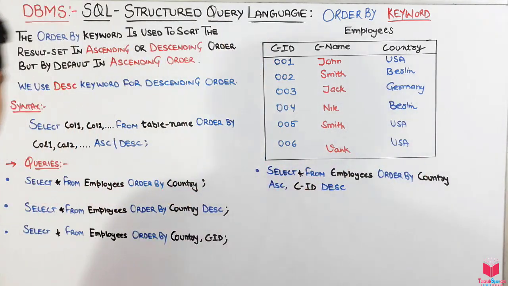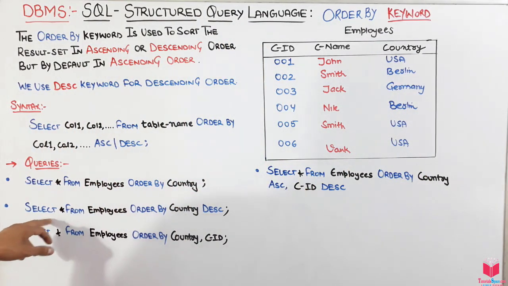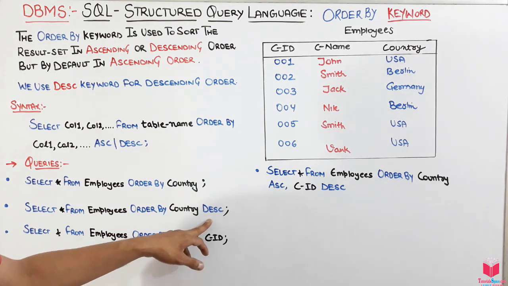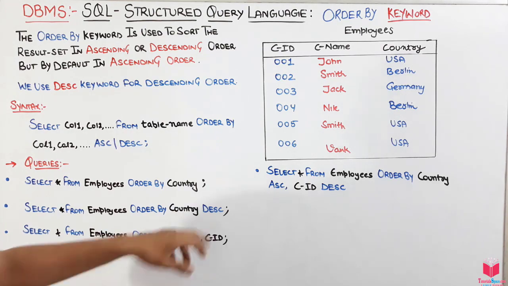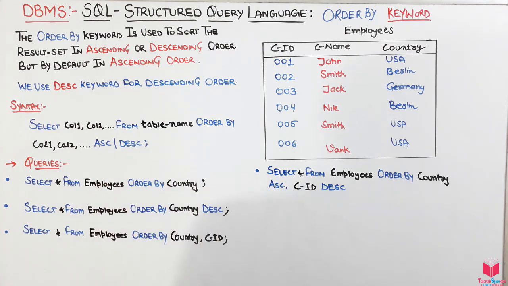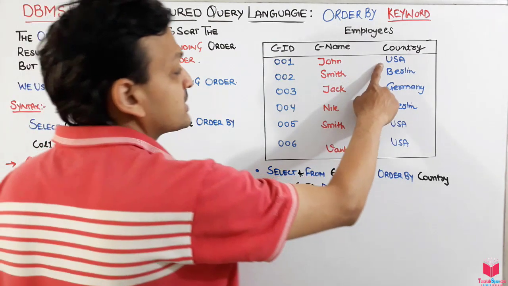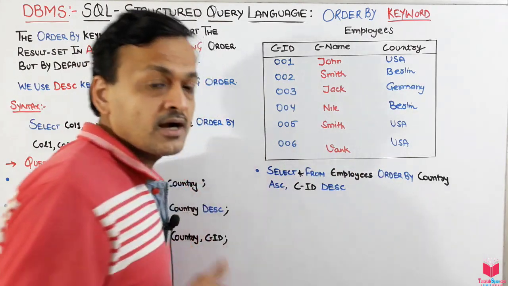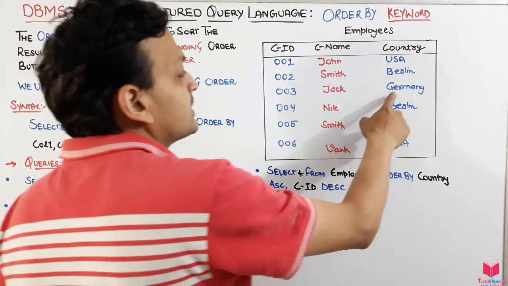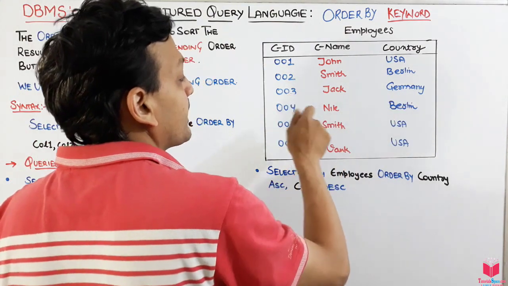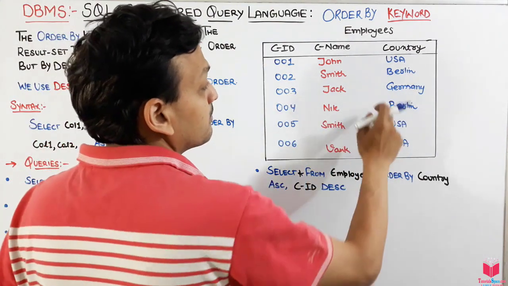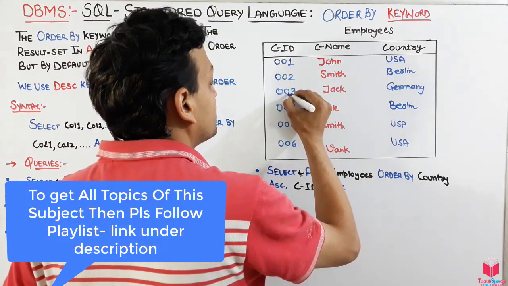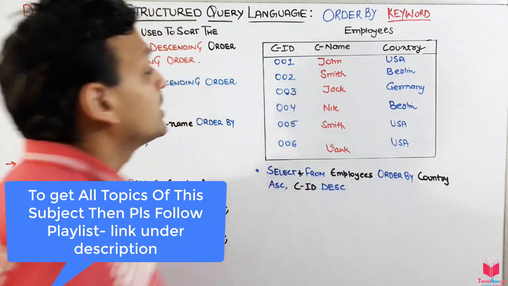Now the next query says SELECT * FROM employees ORDER BY country DESC, which means descending order. So it will arrange in descending order. What will be first? USA, again USA, USA. After that G, that is Germany, and after that Berlin and Berlin, Berlin and Berlin. Okay guys, so this will be the output from this query.